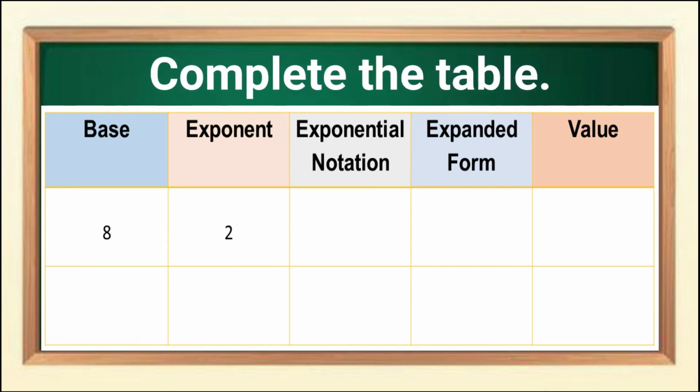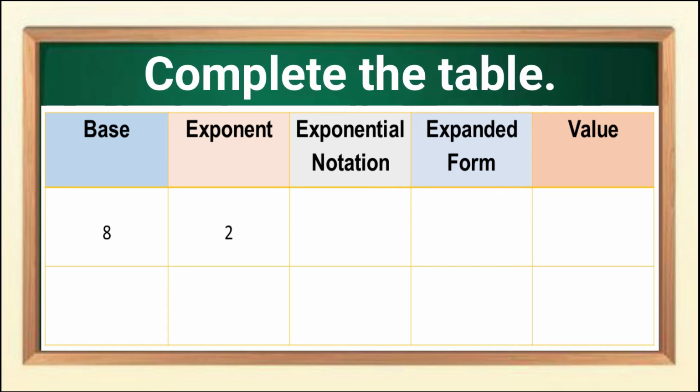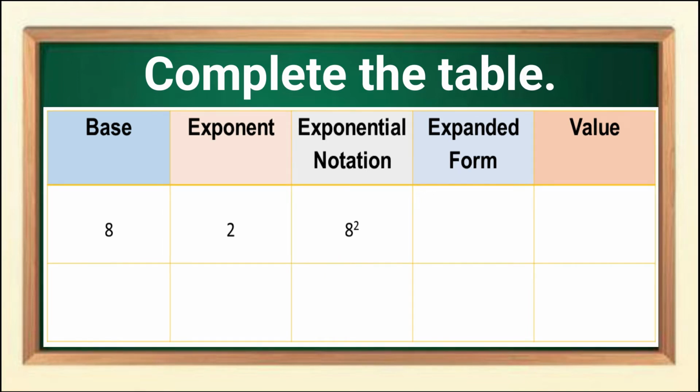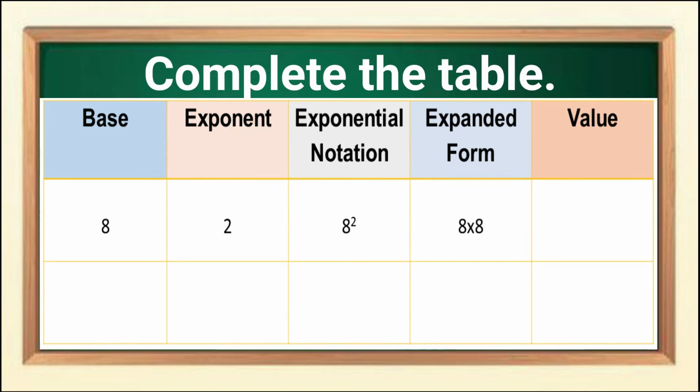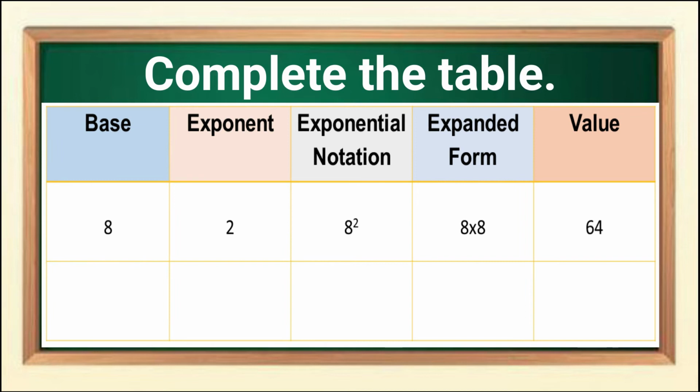Complete the table. If 8 is the base and 2 is the exponent, what is its exponential notation? Correct! 8 squared, or 8 to the second power, is the answer. What about its expanded form? That's right! 8 times 8. And the value of this number is... Good job! It's 64.